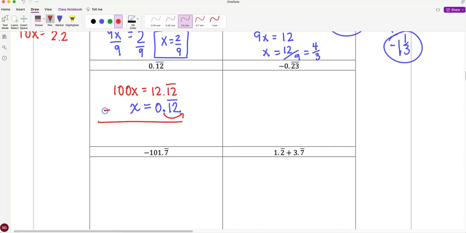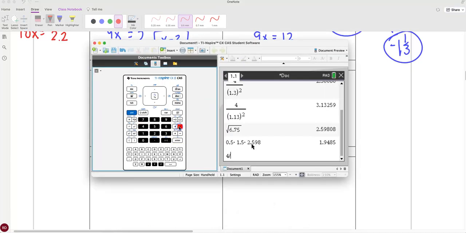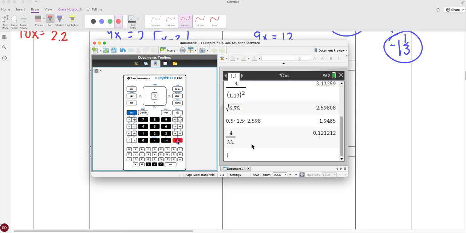Set up my subtraction. 99x equals 12. So x is 12 over 99. Those numbers are divisible by 3. So 4 over 33. If you check it on your calculator, 4 divided by 33 is 0.121212.